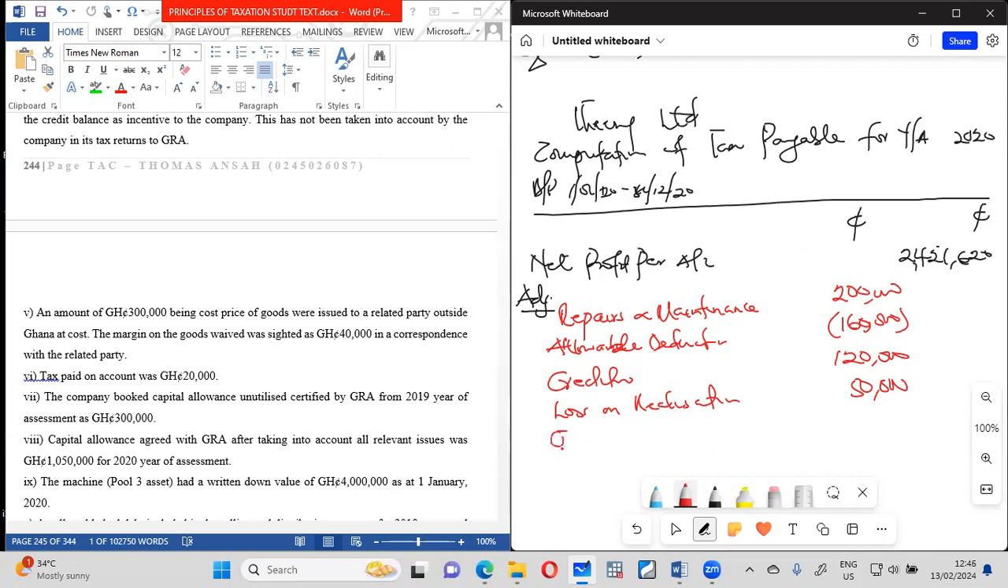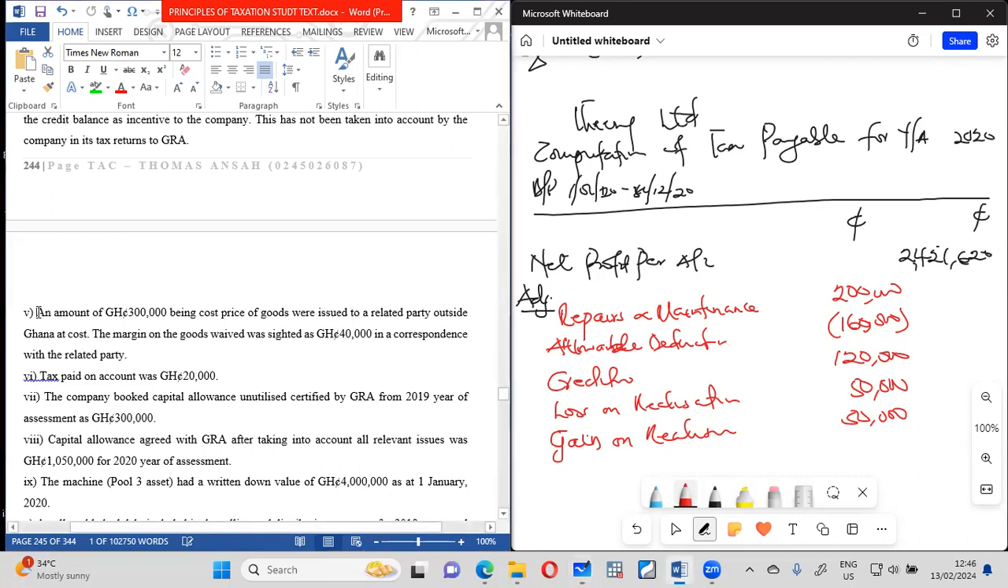Then this one was a gain. There was a proper gain, all right, which they have not recognized. So the gain on realization is another profit. So they have not recognized that gain. We are actually recognizing that gain. They only recognize an incorrect loss. We've added back. The proper thing they should do is what we have done. All right. So that is that.